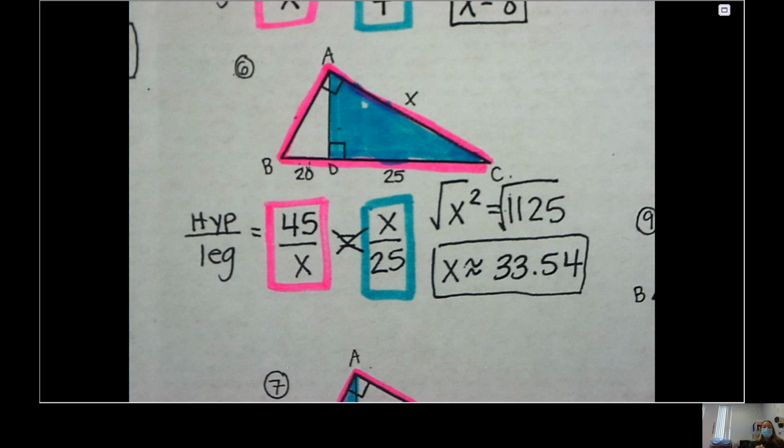Altitude's an easy one. Which one is your altitude? 8. Okay. So remember, go back to your altitude color, whatever color you used on the left. Let's highlight our altitude. Now remember, when you do the altitude problems, it is a segment over altitude, altitude over segment. So it's the two pieces of the hypotenuse.